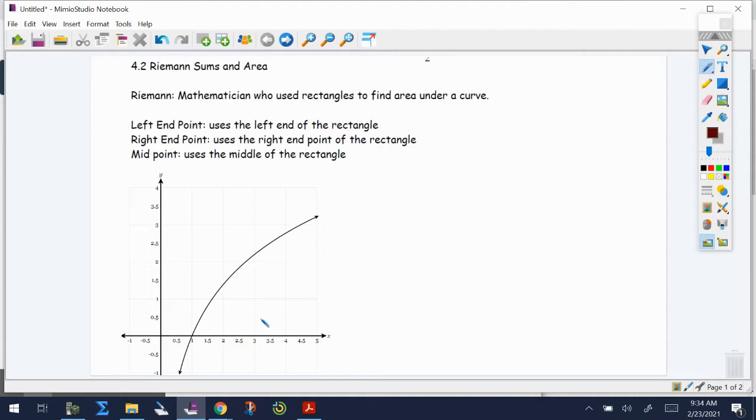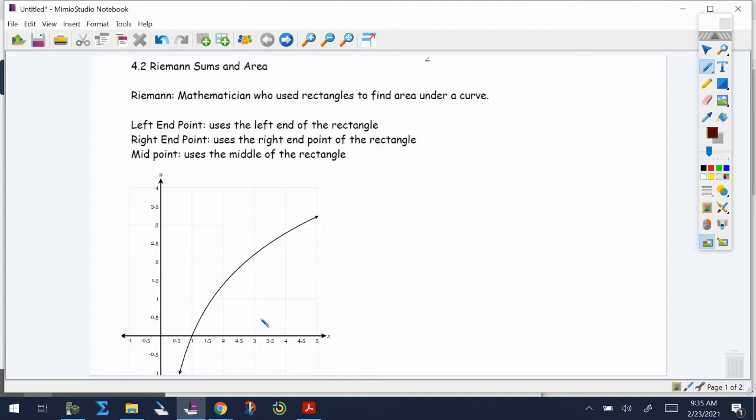The word Riemann is the name of a mathematician. Years ago, I never mentioned his name. I just talked about how this worked, and then I realized that on the AP test, they always refer to these as Riemann sums. So I want to get in the habit of using that word so you associate it with what I'm going to show you here today.